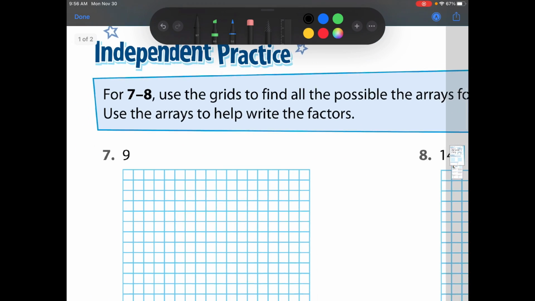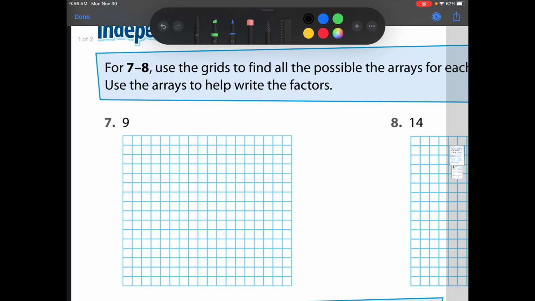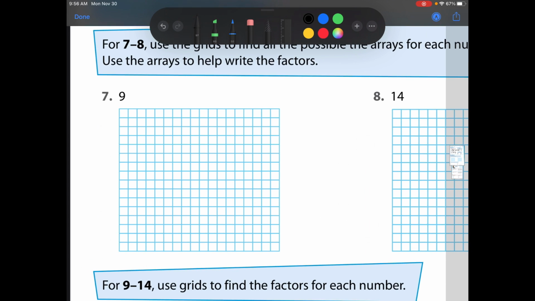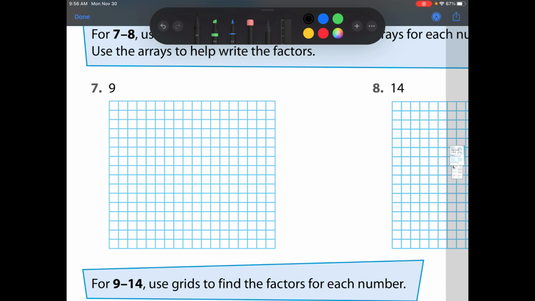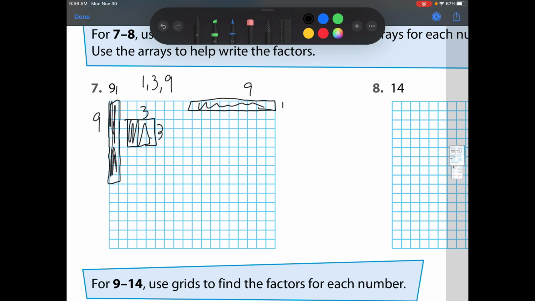Now let's head off to number 7. It says use the grids to find all the possible arrays for each number. Use the arrays to write the factors. Well, 9, I could have 1 by 9, so 1, 2, 3, 4, 5, 6, 7, 8, 9. So I'd have a 1 by 9. I could also have a 3 by 3. And I could also have a 9 by 1. So what are my factors? Well, my factors are 1, 3, and 9.